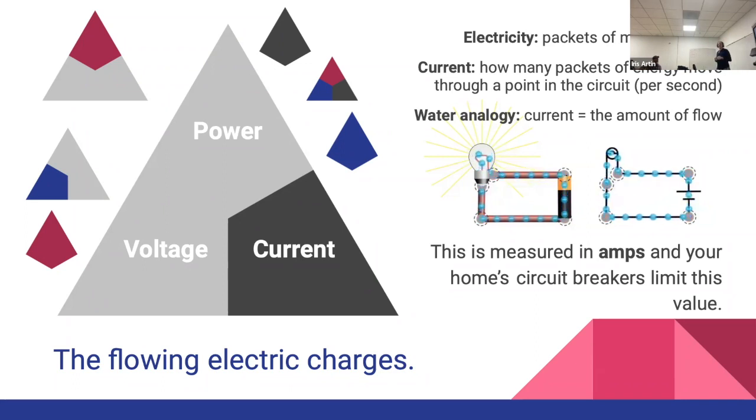But yeah, if you think about the fact that current is really describing how many packets of energy are moving through the circuit, that means that lots of current, lots of energy, is potentially dangerous. Not enough current means that things are not going to work. This is why you have things like circuit breakers. So in your home, what a circuit breaker is doing is it's limiting the amount of current that can go through your wires at any point in time.